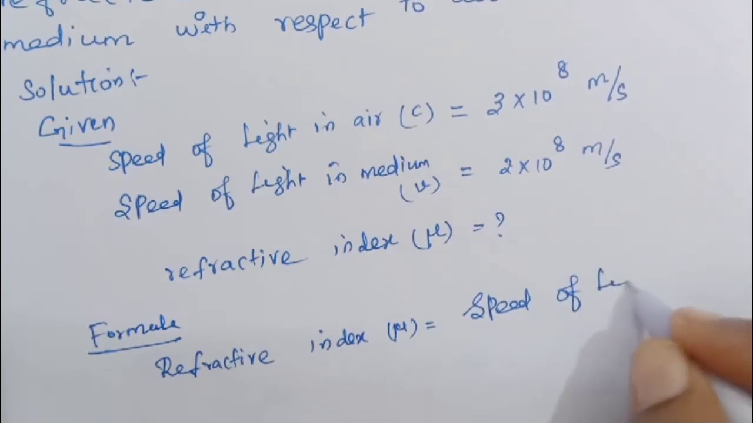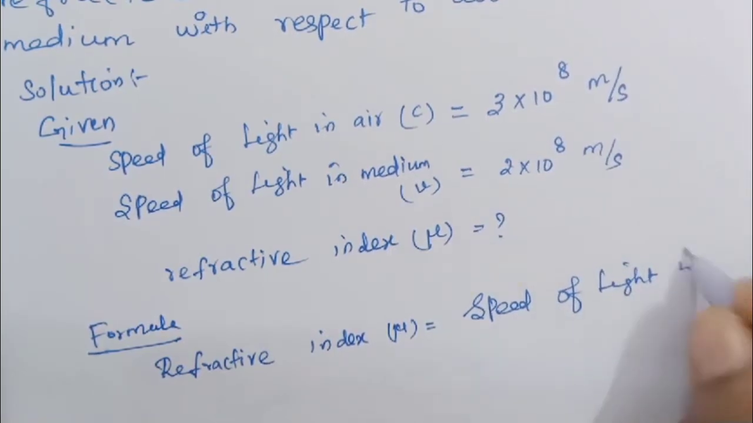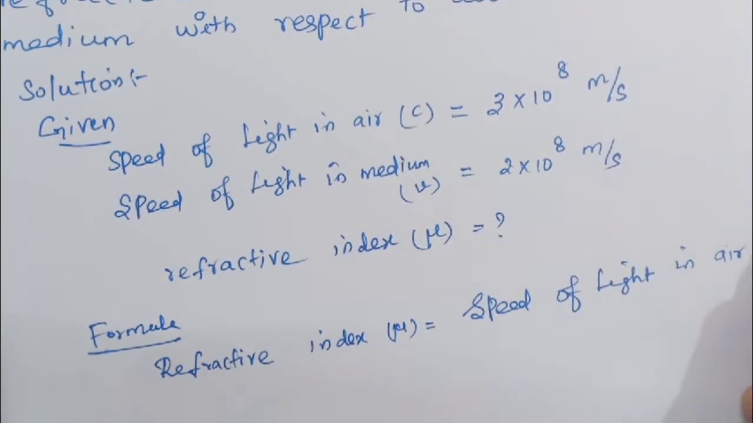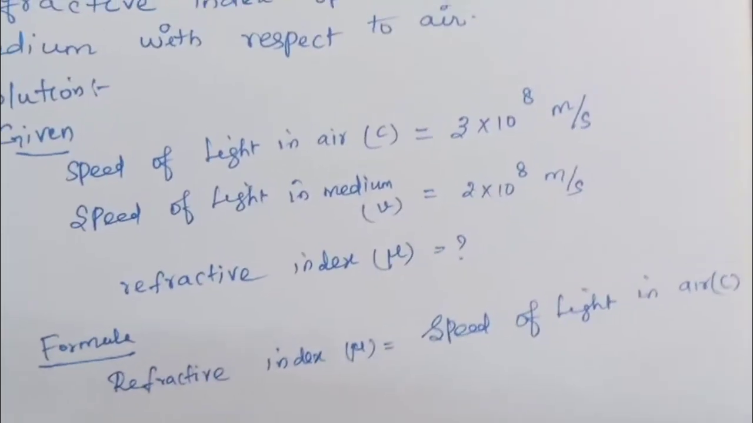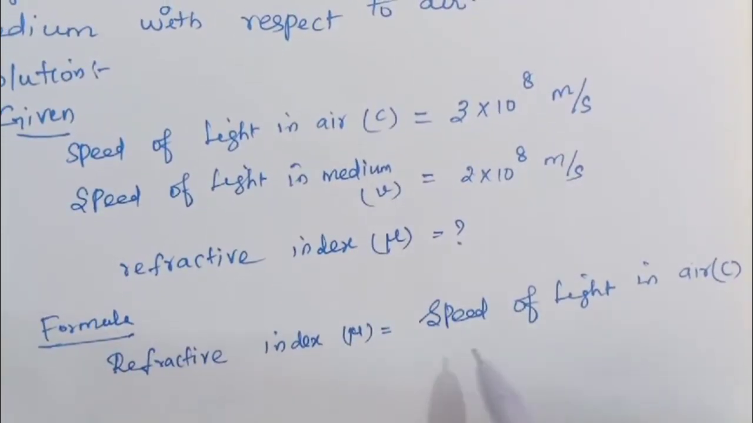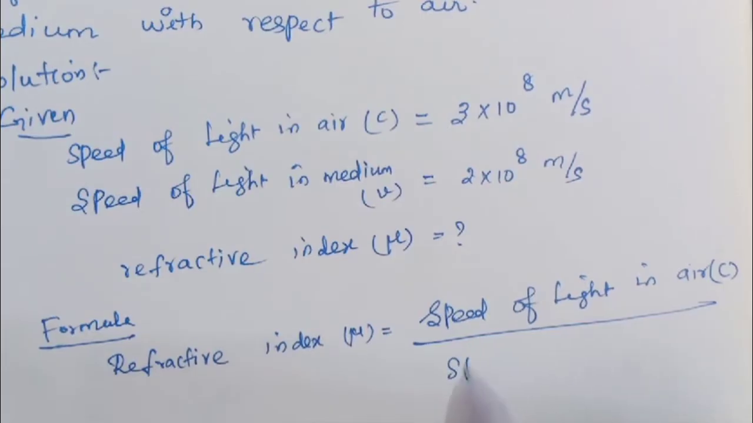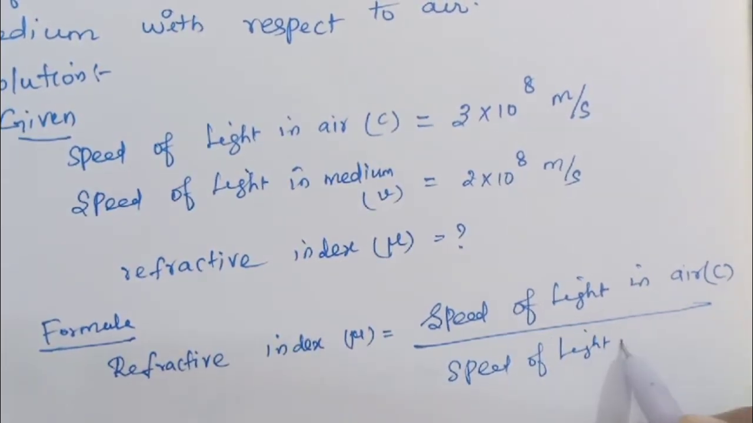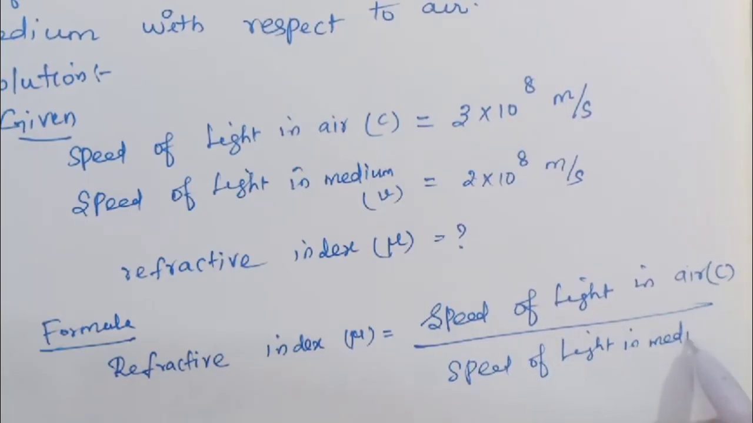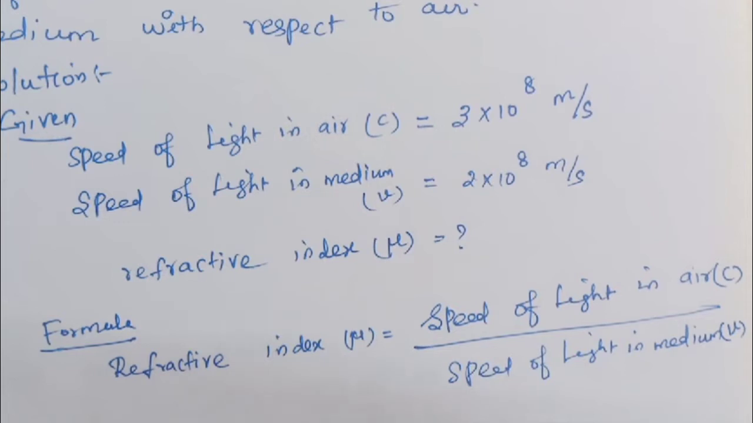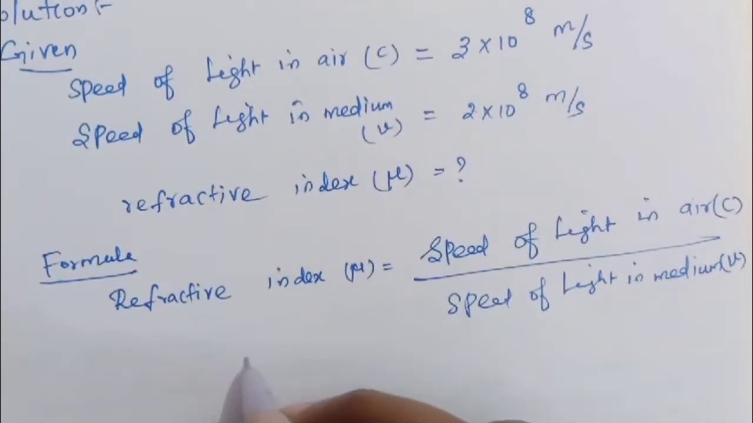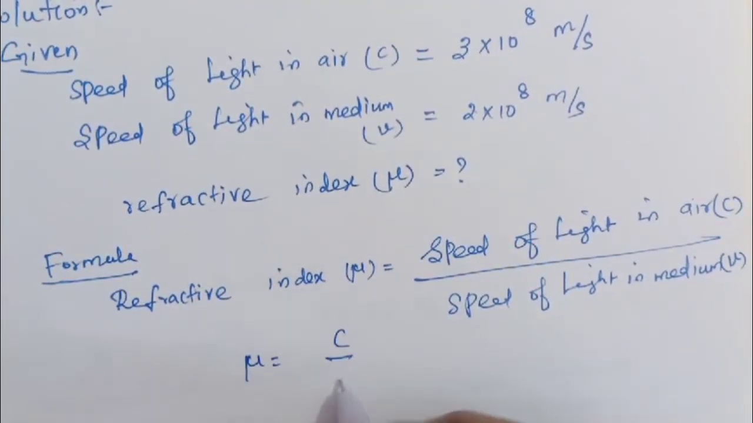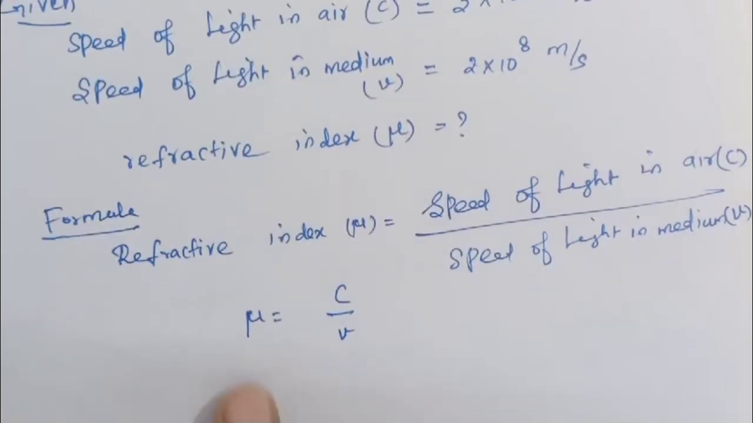Speed of light in air, that is C, divided by speed of light in medium. Speed of light in medium is denoted by the letter V. So simply we can write mu is equal to C by V.